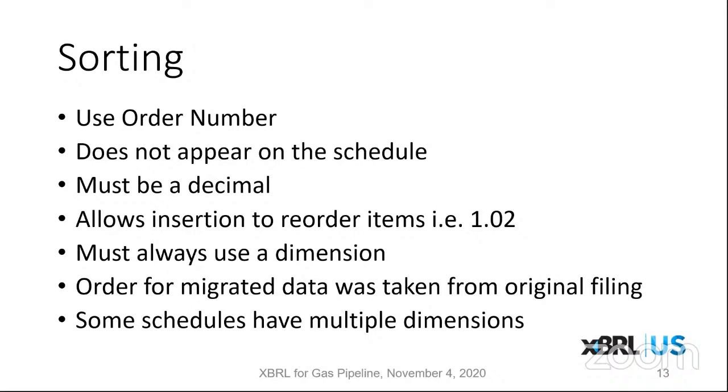The order number must be a decimal. The reason for that is if you want to change the order, you can do things like 1.02 or 1.022 if you want to insert items or change the order of it. So it gives you flexibility over that. The order numbers always must use a dimension as well. So you've got to say this order number applies to this row, which is kind of obvious. But if you have an order number with no dimension on it, then it's invalid. So every order number you would expect to have a type dimension associated with it. And as I mentioned earlier, the order for the migrated data was just taken from the row number from the original filing.